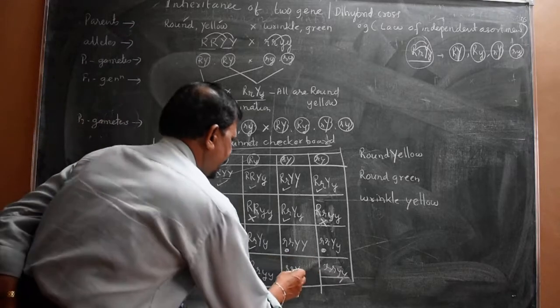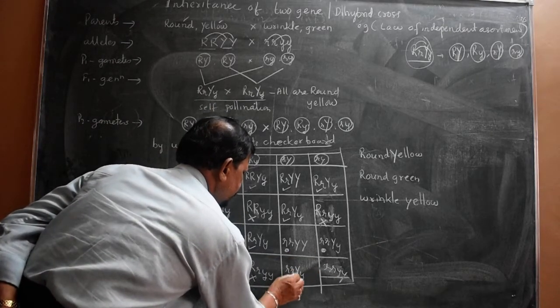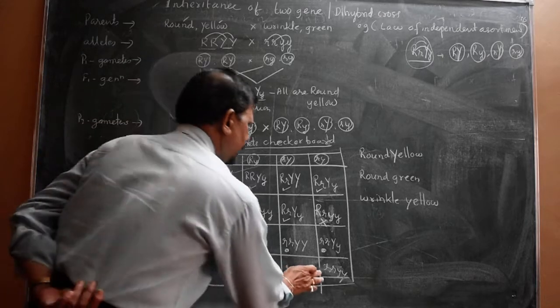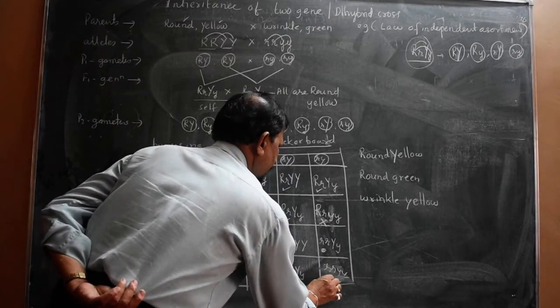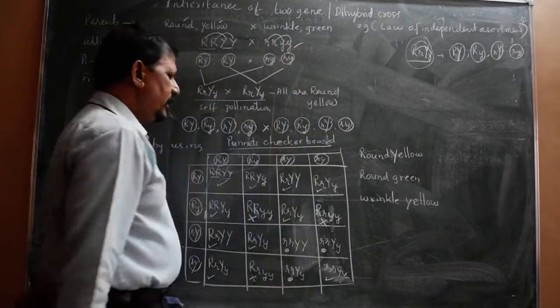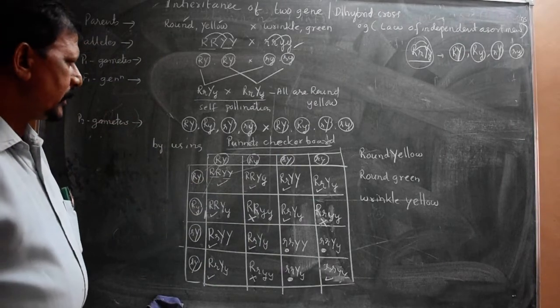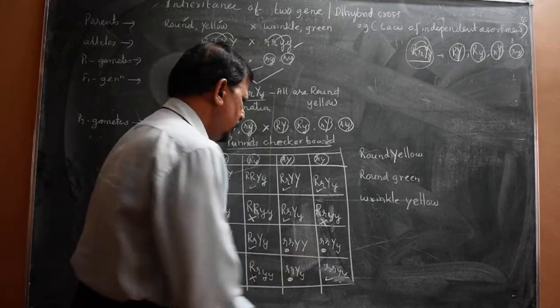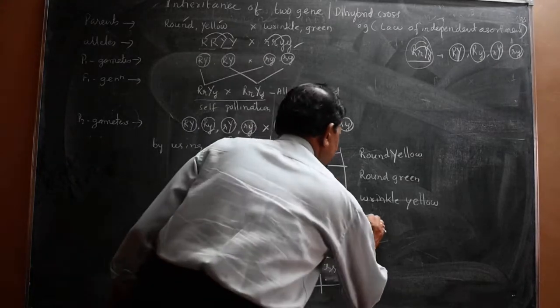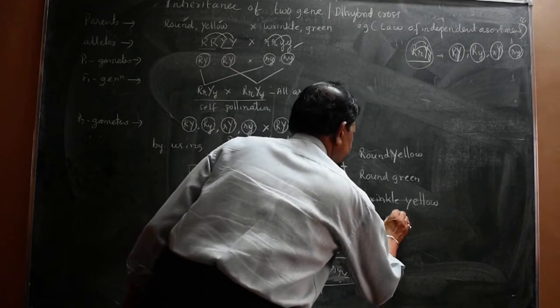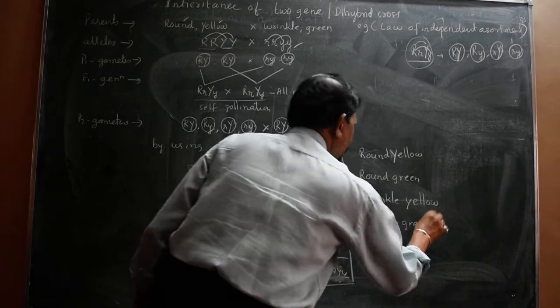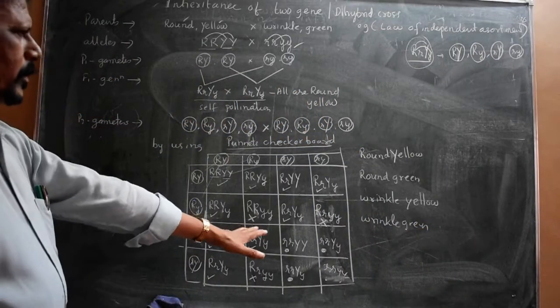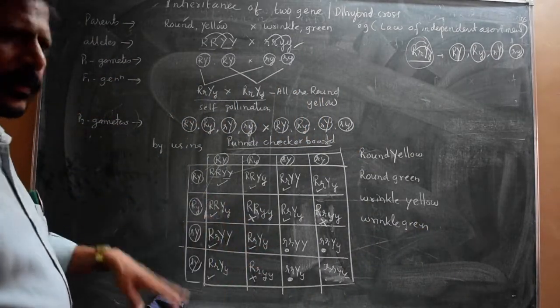So round green. And the next one. So this is a wrinkle yellow, and then this is wrinkled green. This is the last one, wrinkle green. This is the homozygous wrinkle green. So this is wrinkle green. Now you have to count the total number of round yellow, round green, wrinkle yellow, and wrinkle green.